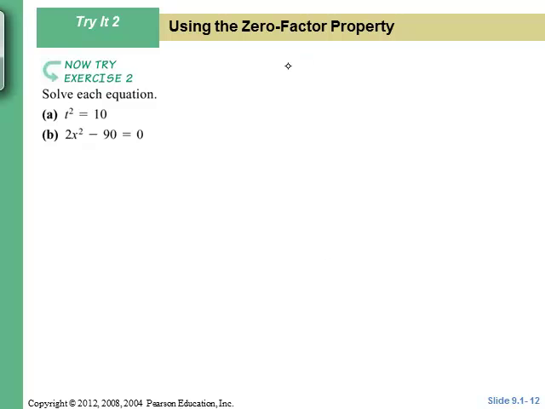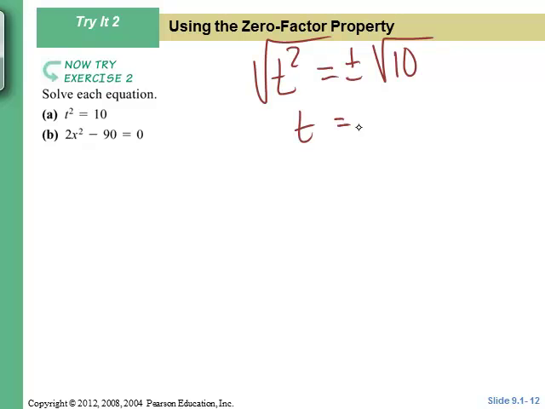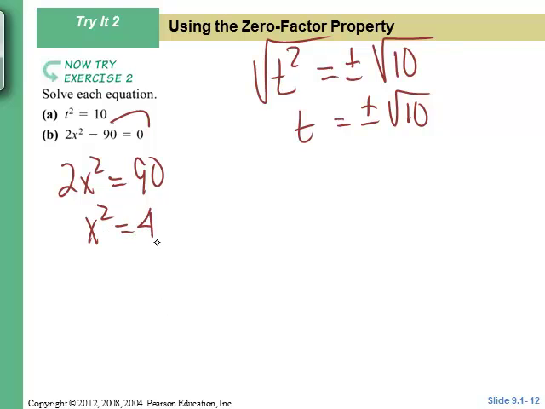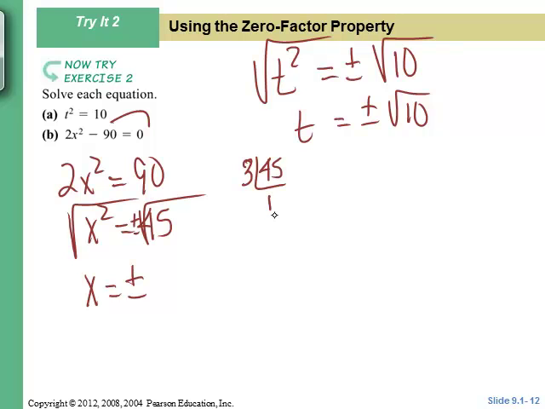Okay, for the first one, take the square root of both sides. So it's plus or minus the root of 10. T equals plus or minus square root 10, which you can simplify. 2x squared equals 90. I moved the 90 to the other side. X squared equals 45. Take the square root of both sides, plus or minus the root of 45. Well, 45 divided by 3 is 15, divided by 3 is 5, so it's 3 square root 5.